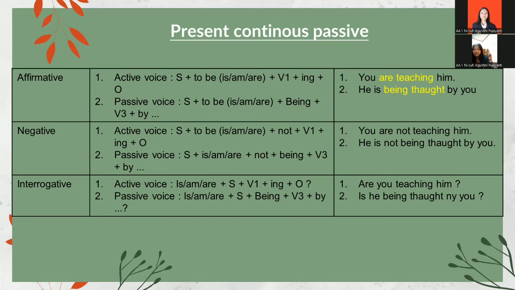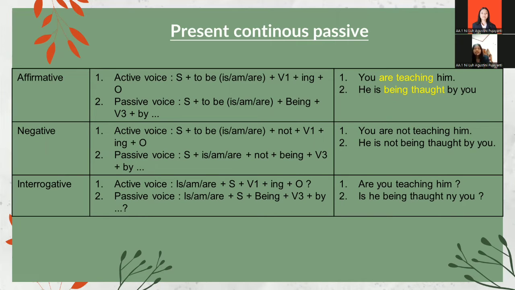In negative sentence, active voice, the structure is subject plus is or am or are plus not plus verb 1 plus ing plus object. So the example is: you are not teaching him. In passive voice, the structure is subject plus is or am or are plus not plus being plus verb 3 plus by. So the sentence will be: he is not being taught by you.